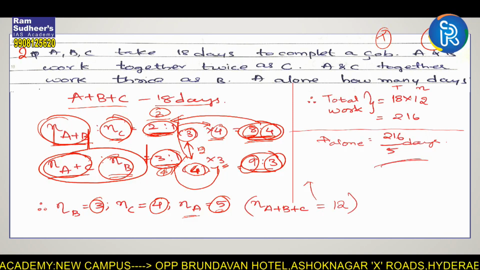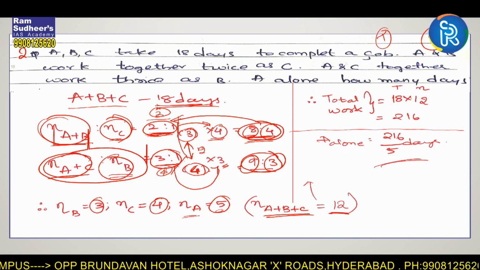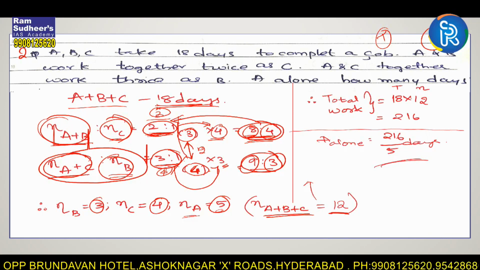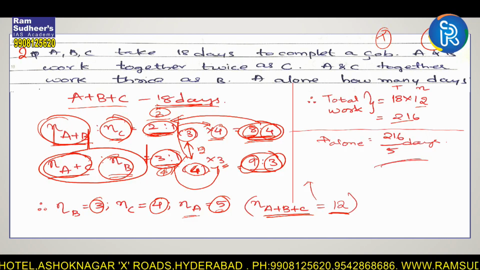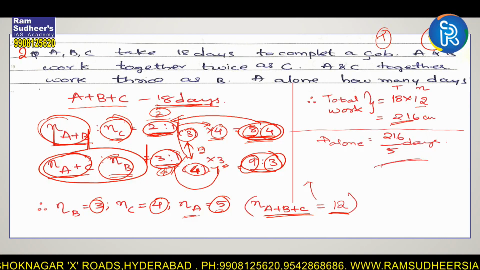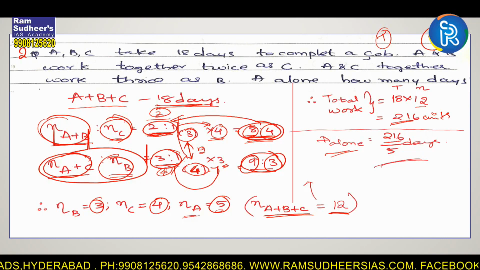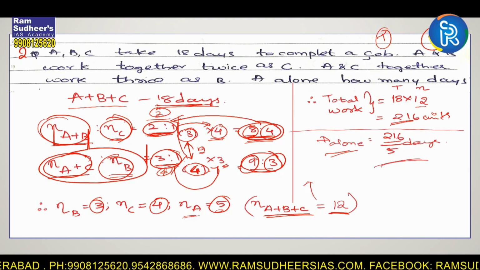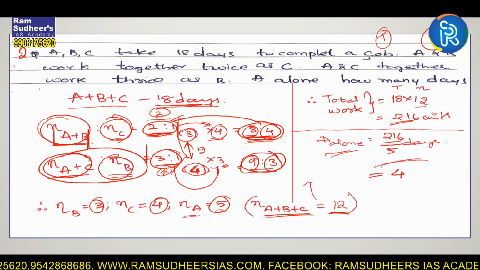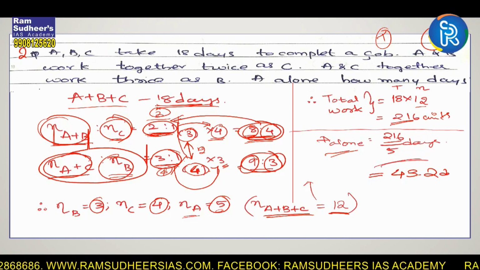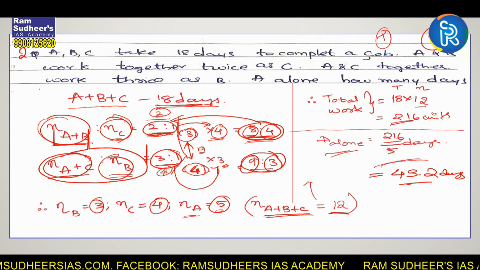Now A plus B plus C would take 18 days and the efficiency of A plus B plus C is 12, my friends. Therefore the total work would be 18 into 12, which is time into efficiency. The total work would turn out to be 216 units. So A alone would complete this in 216 by 5, which is total work by efficiency of A. So A alone would take 216 by 5 days, which is approximately 43.2 days. Yeah, 43.2 days. This should be your answer. Got it, friends? Moving on to our next question.